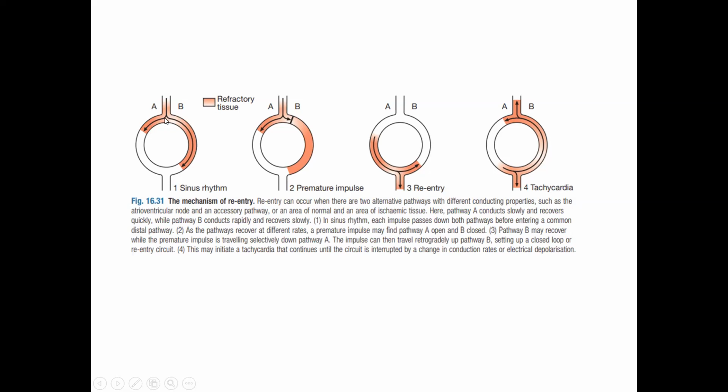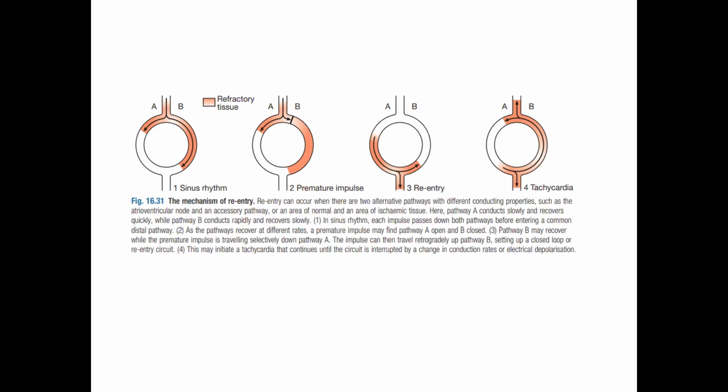In A, it is a smaller track and the impulse will be quick. In B, it conducts rapidly, but the recovery is slow. In A, the recovery is faster. So when there is refraction, the same thing continues. That is, in A, it conducts slowly but recovers quickly. And in path B, it conducts rapidly and recovers slowly. So there is no problem. That is, the heart is in normal rhythm, between 60 to 100 per minute.